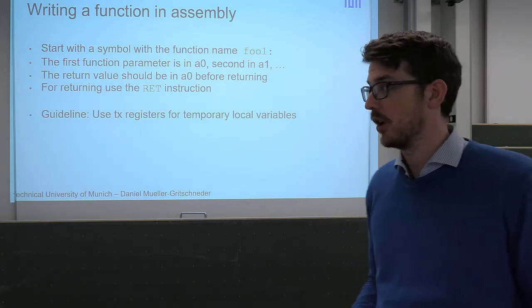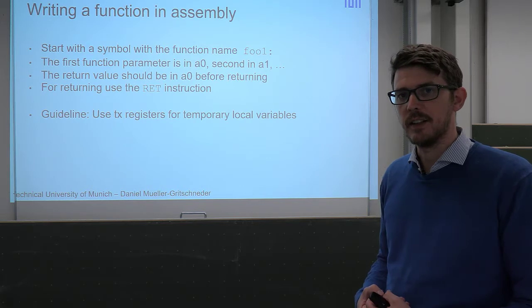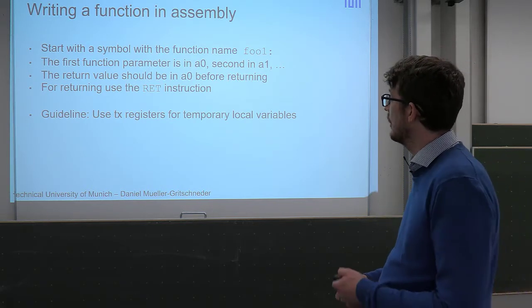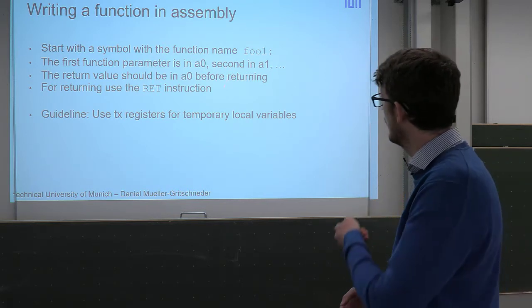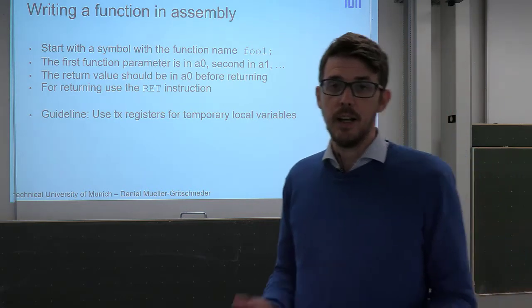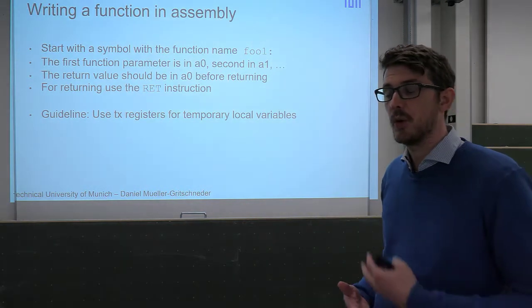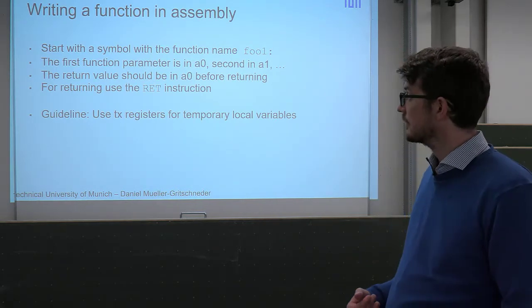So we have looked into this already. This is basically what is defined in the ABI, the application binary interface. The first thing you have to do when you're starting some function, for example the function foo1, is start it with a label. This is the symbol, so that other functions who want to call foo1 would do a jump and link to this symbol.